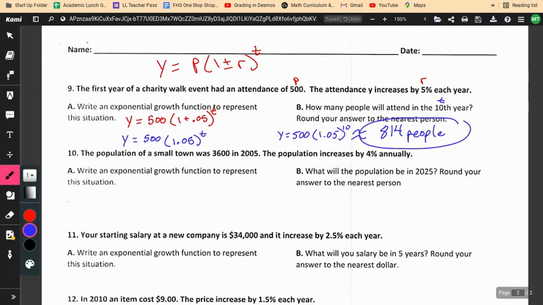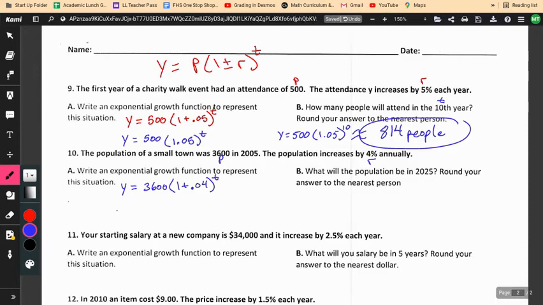And then let's go ahead and do number 10. Number 10, the population of a small town was 3,600 in 2005. The population increased by 4% annually. So again, I have my principal, I have my rate, we write the equation, y equals 3,600 times 1, an increase is plus, 4% as a decimal is 0.04, all raised to the power of t.